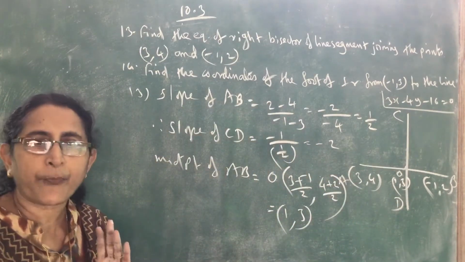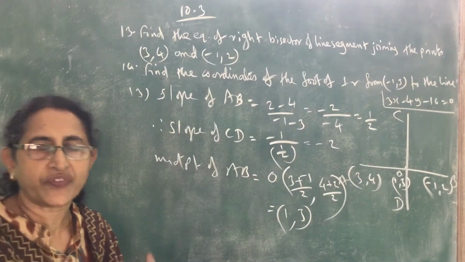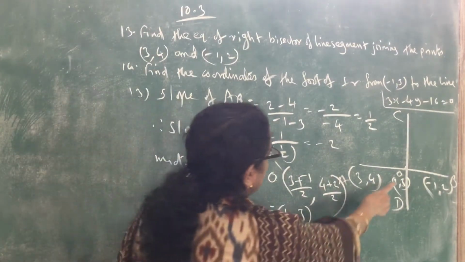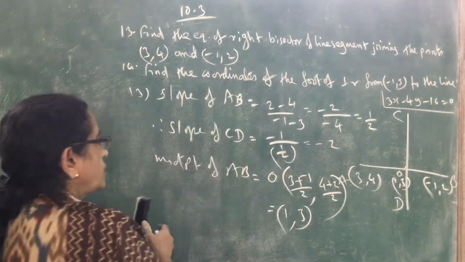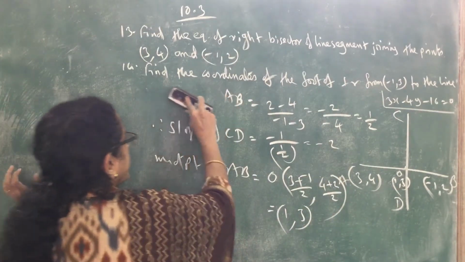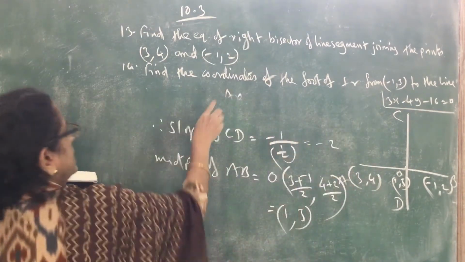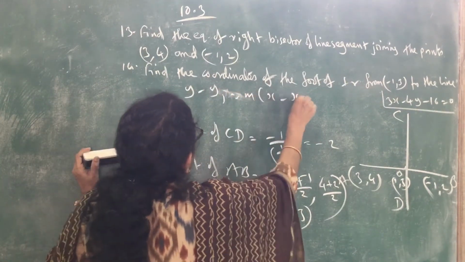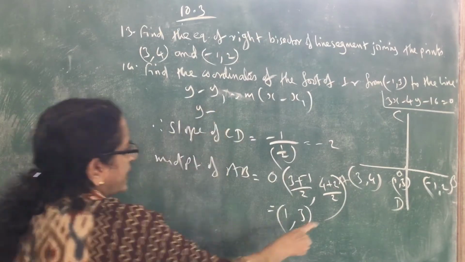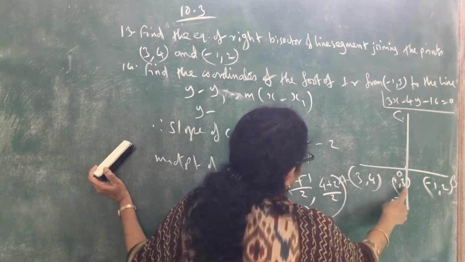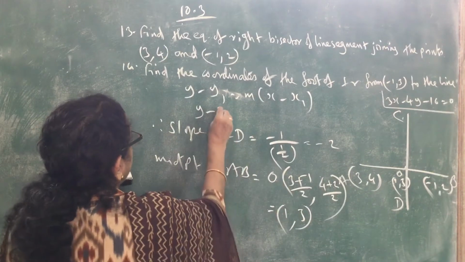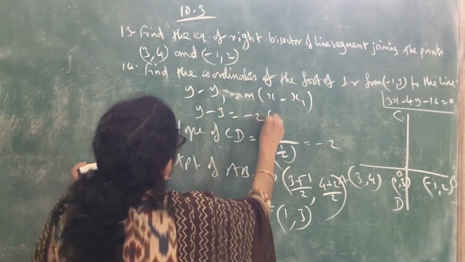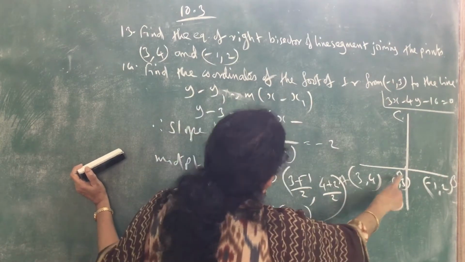So we got one point on CD and the slope of CD, so we can find the equation of CD. Therefore, the point is (1, 3) and the slope is -2. So we can use the formula y minus y1 equals m times (x minus x1). The point on CD is (1, 3), so y minus 3 equals the slope of CD, -2, times (x minus 1).